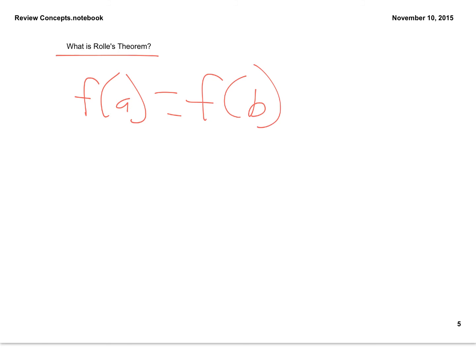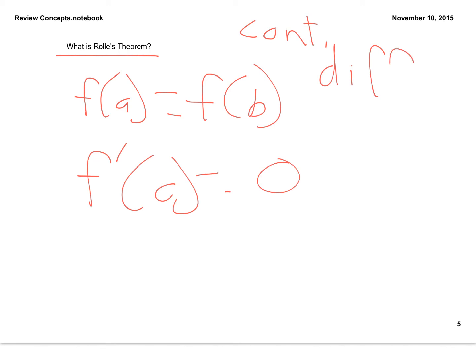A corollary to MVT is Rolle's theorem. And remember, the only difference with Rolle's is that F of A is equal to F of B. If that's the case, that simply means that there has to be a place between A and B such that the derivative is equal to 0. So the first two things still apply. Continuity still applies. Differentiability still applies. If you've got those two and the endpoints are equal, then the derivative is going to be equal to 0 somewhere. Remember, Rolle's sounds like roll, which is circular, so it looks like a 0. So Rolle's theorem, the derivative has to be equal to 0.